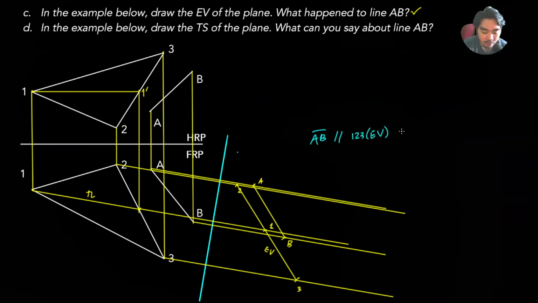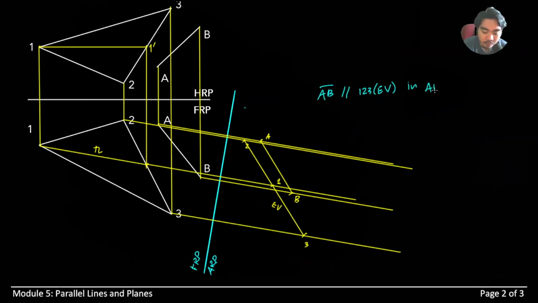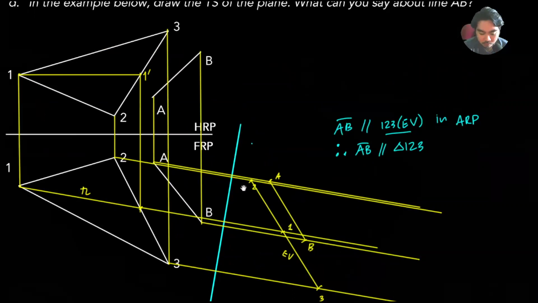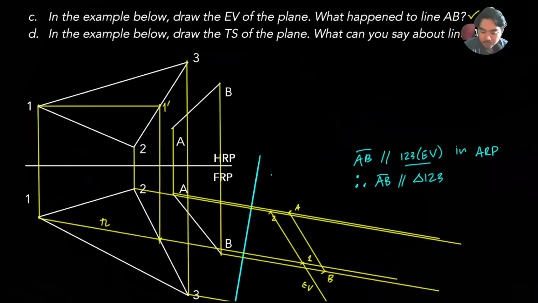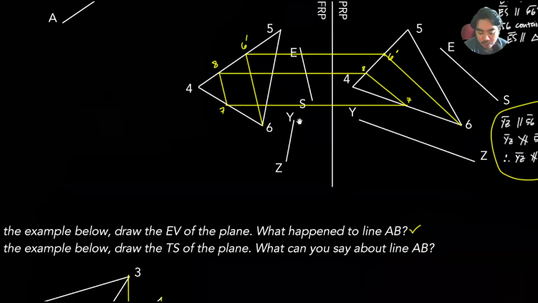Ganyan. In FRP. This is, ano ba to? ARP. In ARP, therefore, automatic AB is parallel to plane 1, 2, 3 because this is an edge view. Okay? And just to cover all our bases, let's try doing the itong yung method kanina ito.